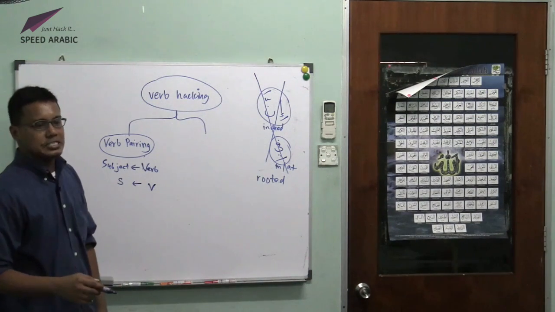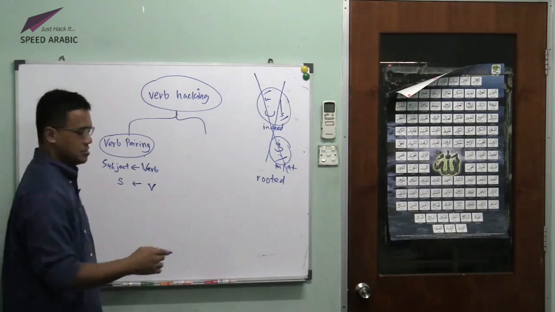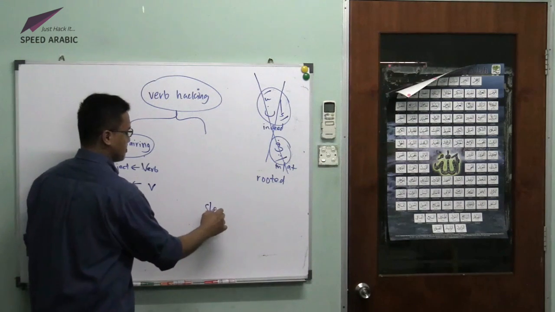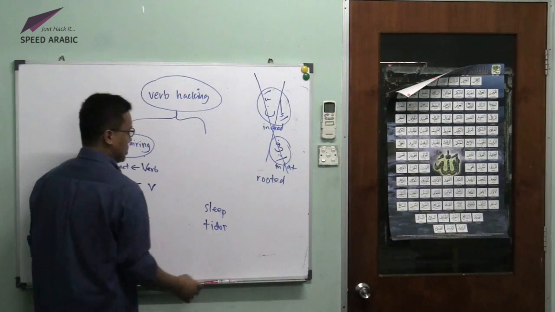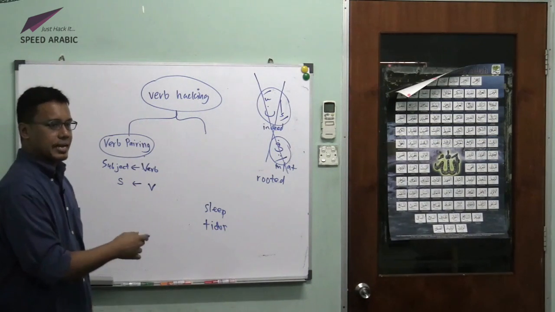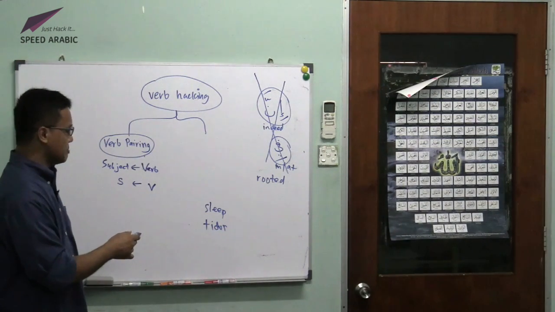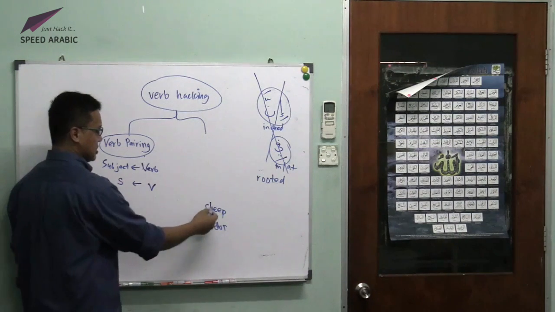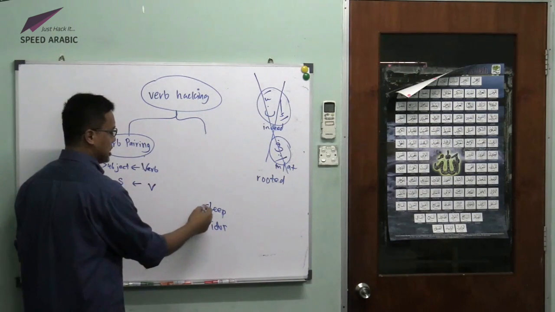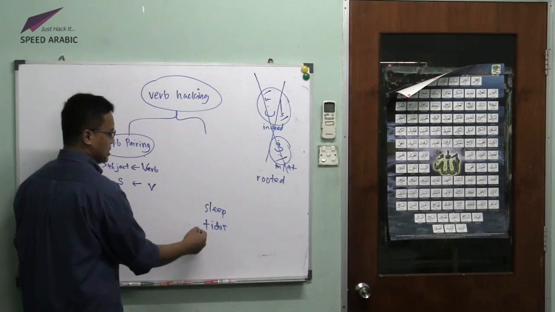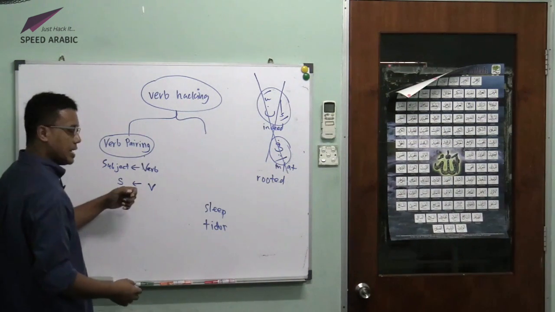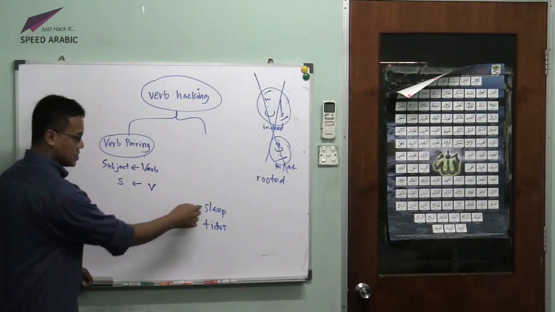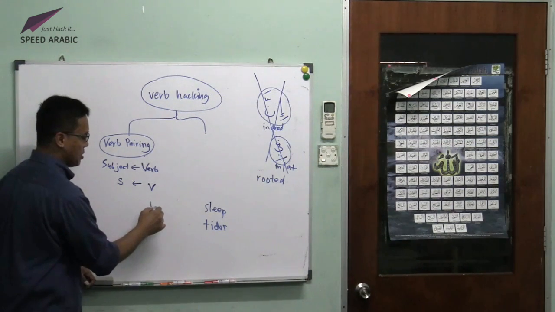Okay, so in English and in Malay, it's different. Sleep, tidur, these are verbs, but are there subjects inside? There's no subject here. There's no he, they, she, dia, aku, engkau. Tak ada kan?